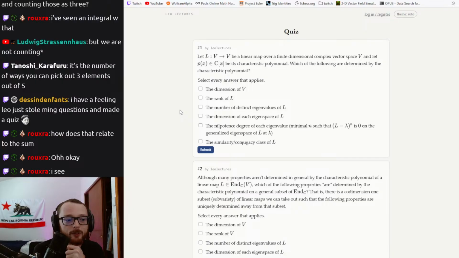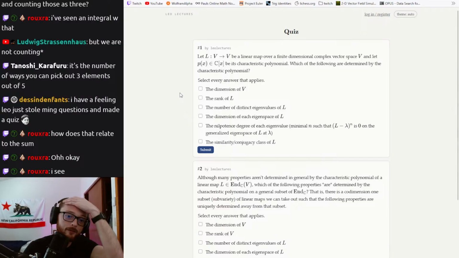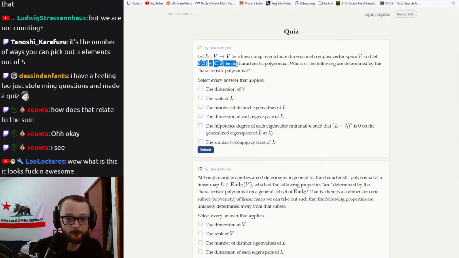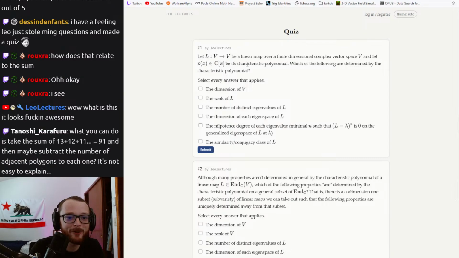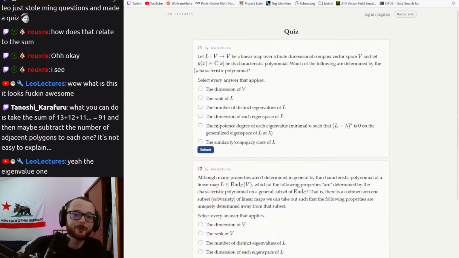Okay, looks like I got some linear algebra from Leo. From Leo lectures to Leo quizzes. Let L: V to V be a linear map over a finite dimensional complex vector space V. Let P of X be its characteristic polynomial. Oh god. Linear map over finite dimensional space. Is characteristic polynomial the one you get from doing eigenvalues? Look at this, it looks awesome. Or is characteristic polynomial something else? Okay, it's the eigenvalue one.